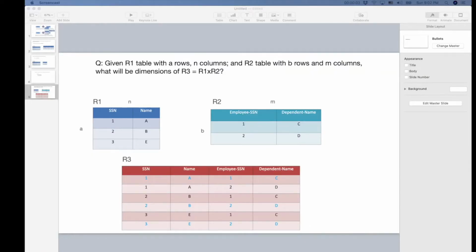Okay, let's assume we have a question like this. Given two relation tables, we have the R1 table. The R1 table has A rows, where A is a number, and N columns, where N is also a number.